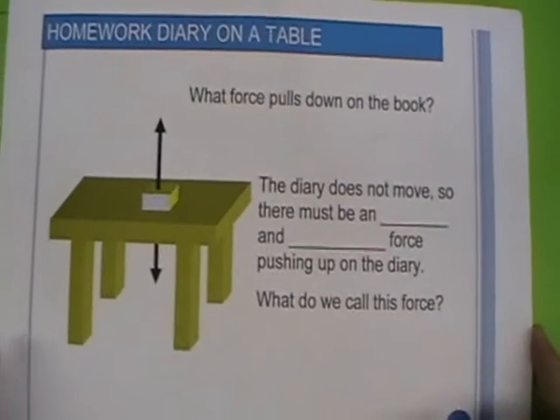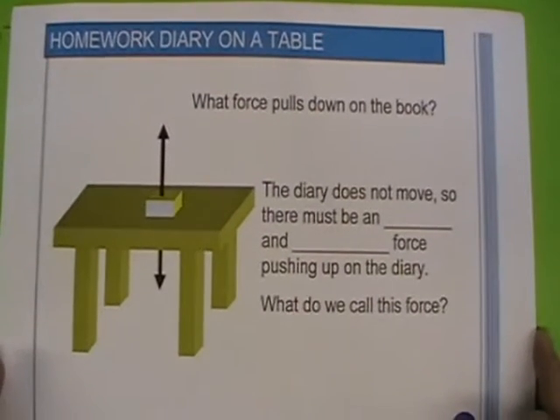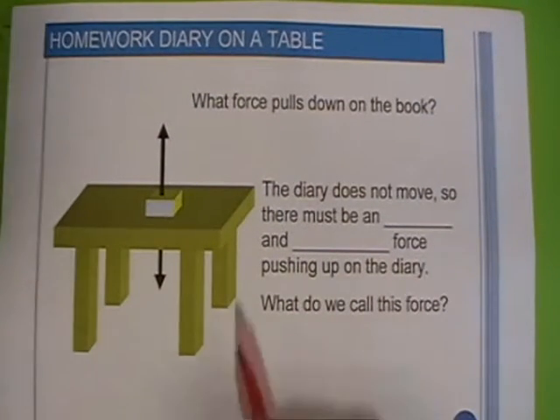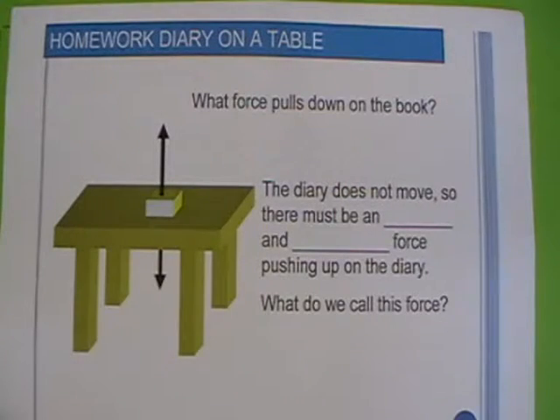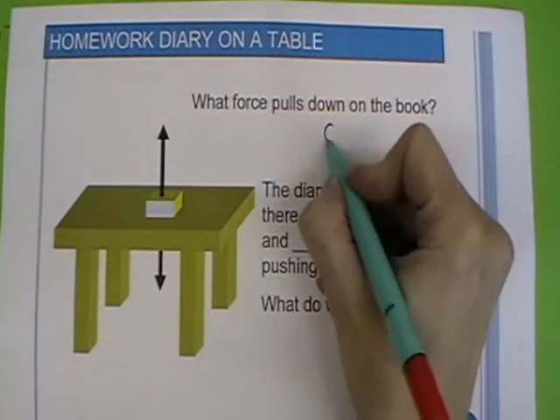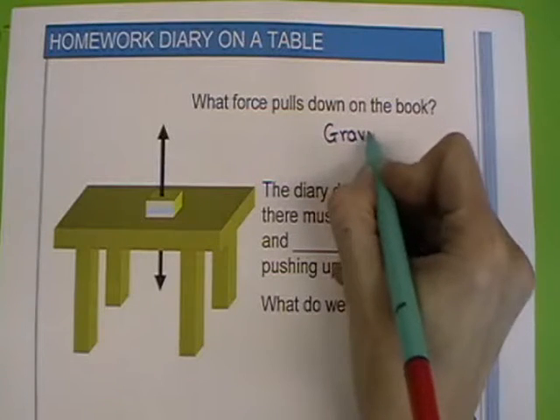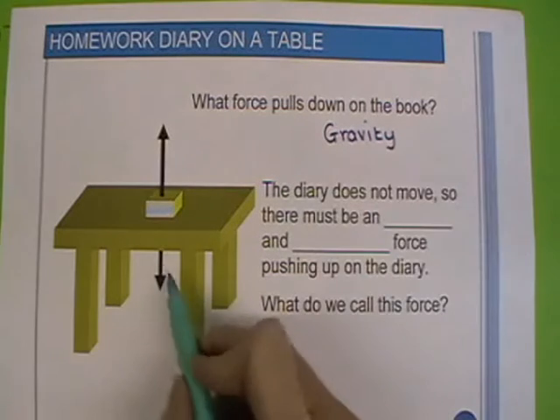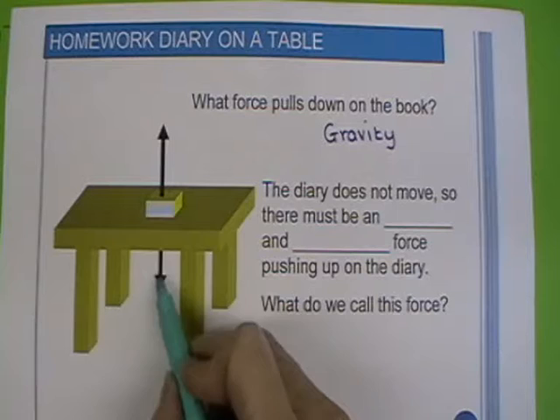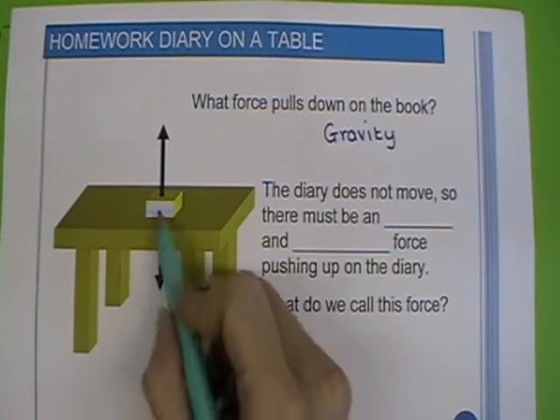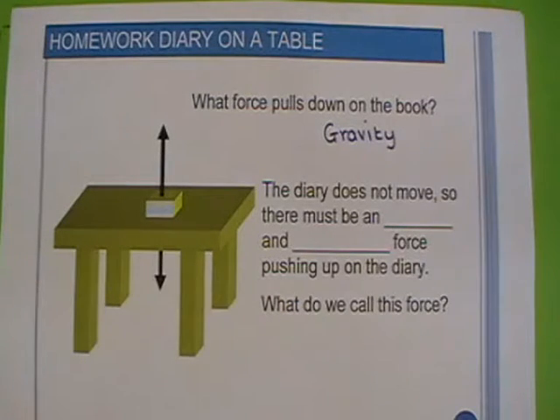So what kind of forces act when an object is at rest, say on a surface? What force pulls down on the book? And obviously the force that pulls down on the book is gravity. And that's shown in this diagram underneath the table here. So it's acting down on the book, and it's pulling it down towards the earth, and so that's why the book stays on the table.